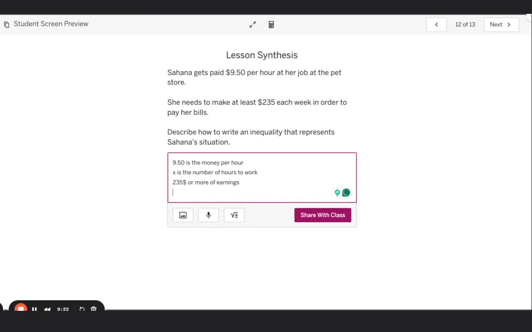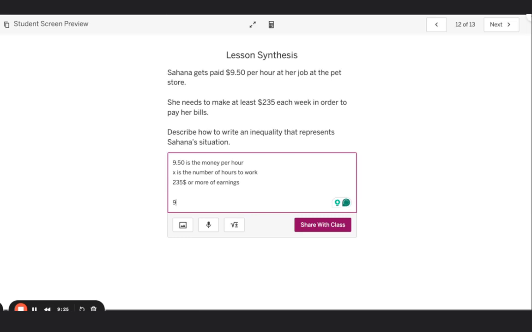So that allows us to build our inequality. We know we're going to multiply 9.50 times x, because that would be multiplication to figure out how much she earns. We know that number has to be greater than or equal to 235, because 235 is okay. And that should be it.